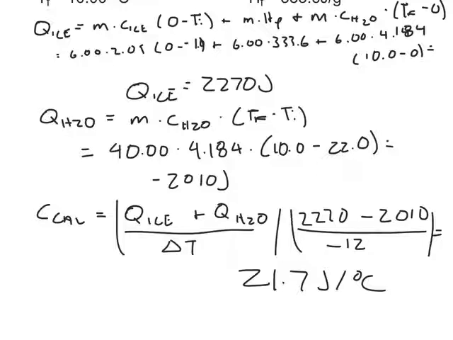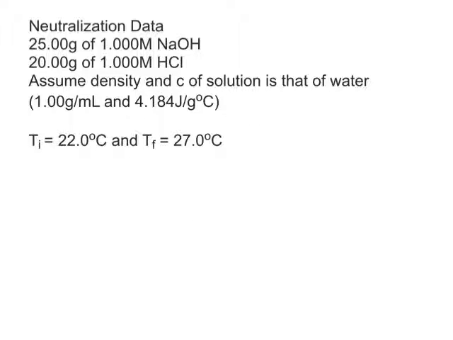And so we can use this in the calculation that we're interested in, which is the heat of neutralization, to figure out how much heat was produced that we didn't get to measure because it went into the calorimeter. So let's look at the heat of neutralization. Okay. My made-up data for this is I have 25 grams of 1 molar NaOH and 20 grams of 1 molar HCl.